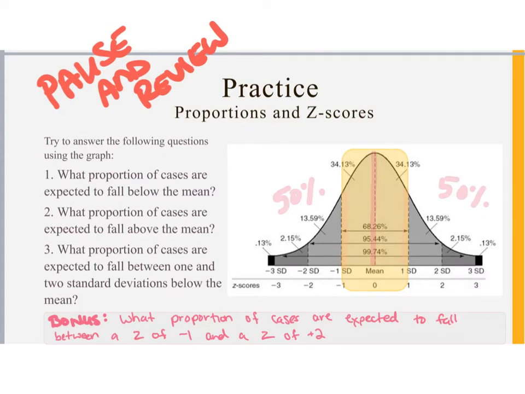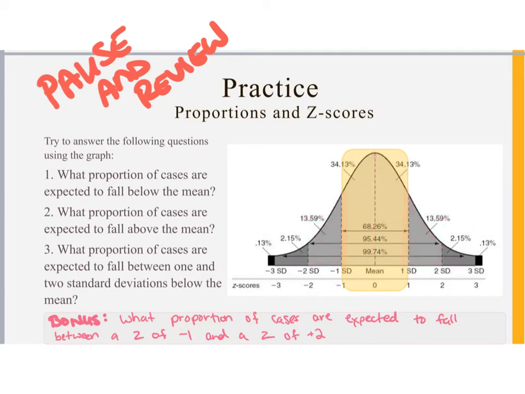The proportion of cases that are expected to fall between 1 and 2 standard deviations below the mean is 13.59%. Correspondingly, the percentage of cases expected to fall from 1 standard deviation above the mean to 2 standard deviations above the mean would also be 13.59%.